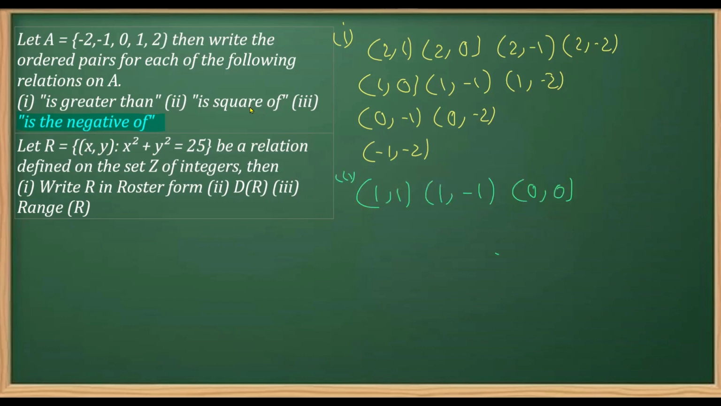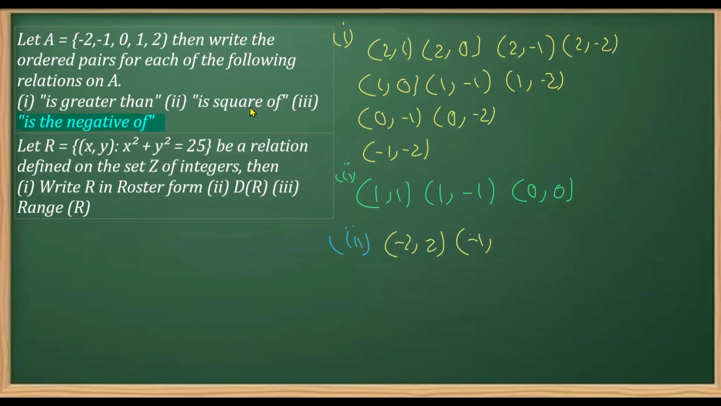Now if I see the third part, check for the third part. In the third part, it says "is negative of". So we know that I can write 2 is negative of minus 2. Right? Or you may write it the other way also. I can say that minus 2 is negative of 2.